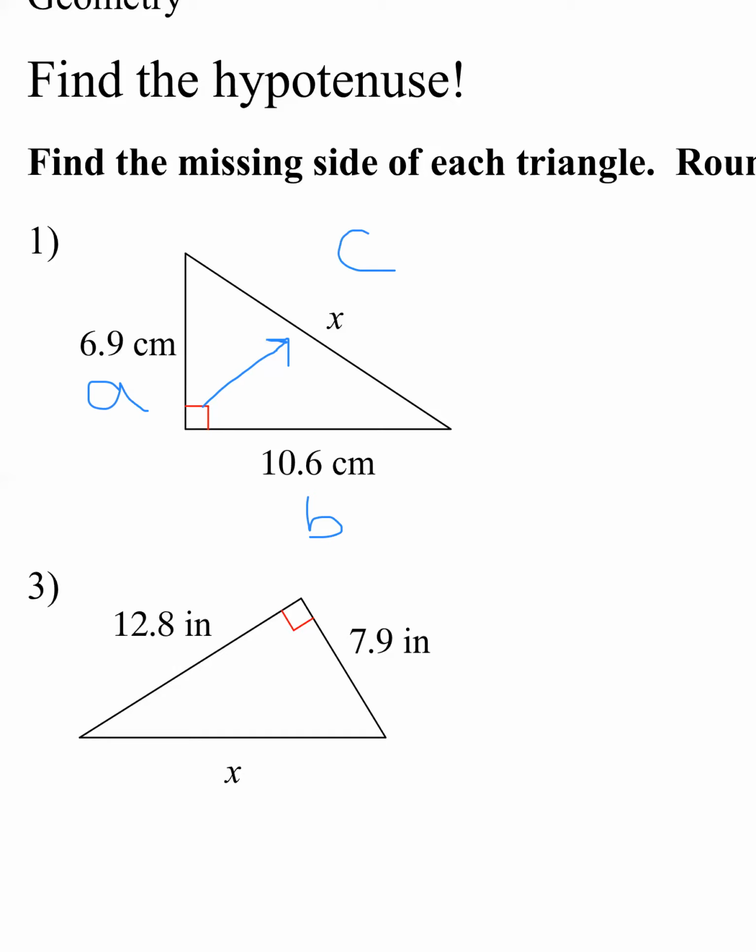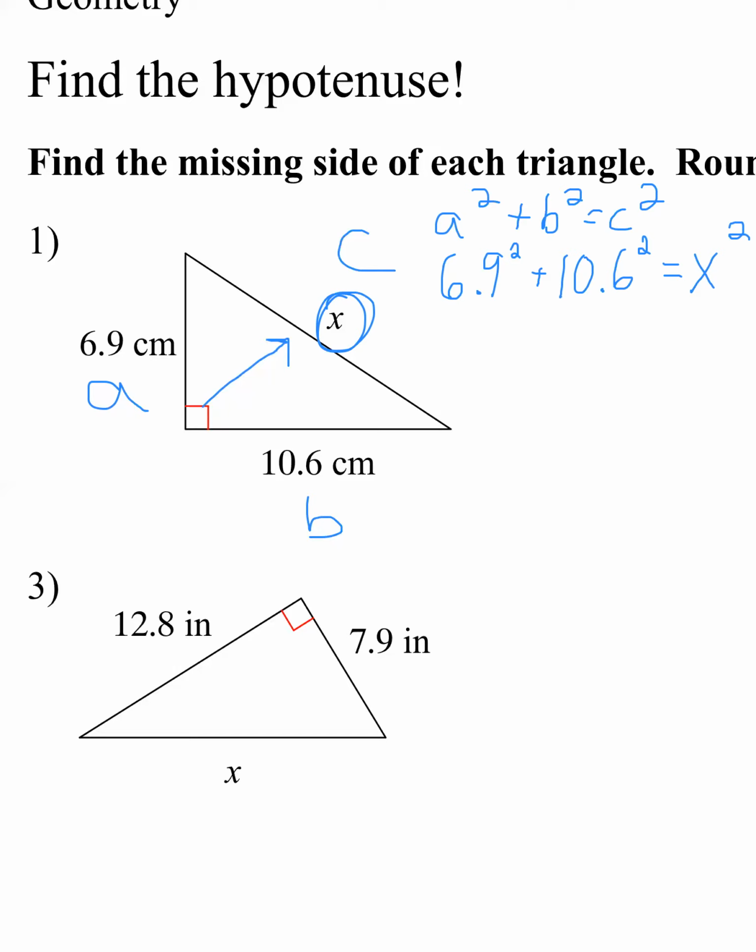So to do the Pythagorean theorem, I'm just going to rewrite it here again. A squared plus B squared equals C squared. I'm just going to fill in the pieces that I have. A, I've labeled as the side that's 6.9, so I'll do 6.9 squared plus B is 10.6, and I need to square it. And C, they have represented as X, so I'm just going to put an X squared in there. Do you see how I substituted all those values in for A, B, and C?